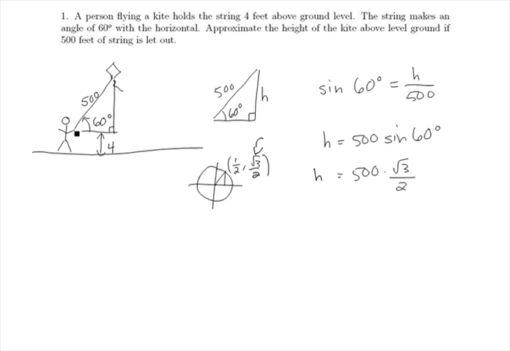But if we go back and look at the problem, it's asking us to find the height of the kite above level ground, which means we need to include the additional 4 feet of distance. So the height is actually equal to 4 plus 500 radical 3 over 2, or 4 plus 250 times radical 3 feet.